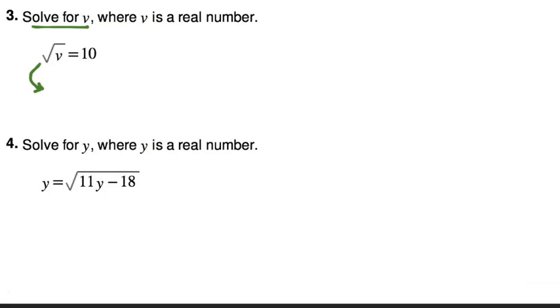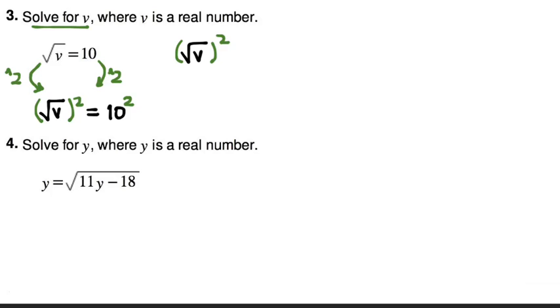Exactly. According to what we were saying a minute ago, if I square both sides, then on the left-hand side, I'm going to end up with the square root of v, the quantity squared. I'm going to write that like this. And then on the right-hand side, I'm going to have 10 squared. What is 10 squared? 100. It's 10 times 10. Let me recopy the left-hand side here one more time: square root of v, the quantity squared. But then that's equal to 100.